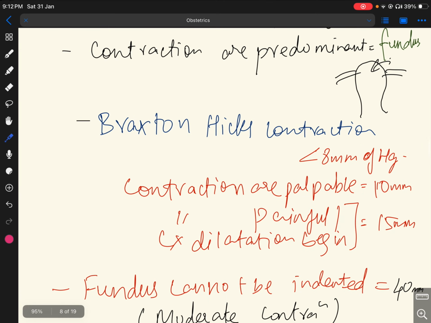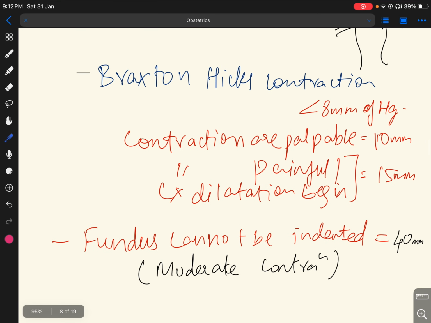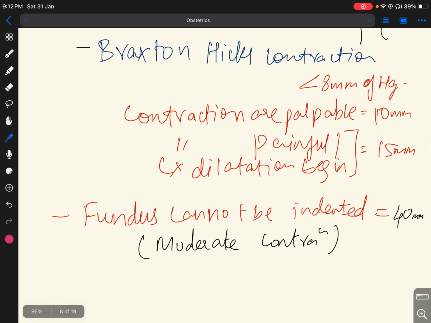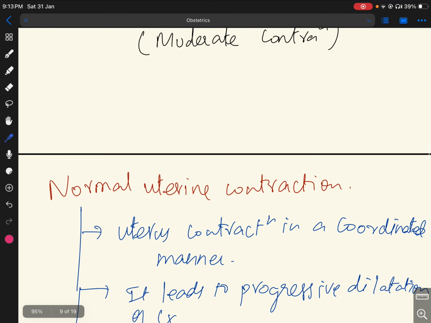What is the pressure? That is less than 8 millimeters of mercury. Contractions are palpable when the pressure is 10 millimeters of mercury. The contractions are painful and cervical dilatation begins when the level is 15 millimeters of mercury. Fundus cannot be indented if the pressure is a moderate 40 millimeters of mercury.